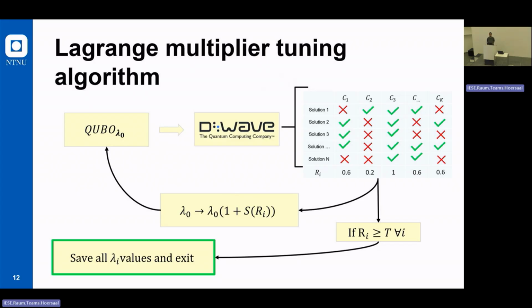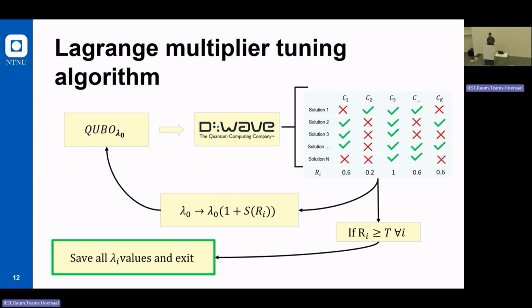So first you have a QUBO where you set the Lagrange multipliers to 1, so the smallest value they can get. We feed the annealer with this QUBO, and then we check on the feasibility of the solutions. And we compute what we call the feasibility ratio, Ri, for each of the constraints, which is the ratio of the solutions that meet the constraint over the total amount of solutions. This means that when Ri is a large number, this Lagrange multiplier doesn't need to be increased more because all the solutions are feasible. When Ri is small, you need a big increase here.